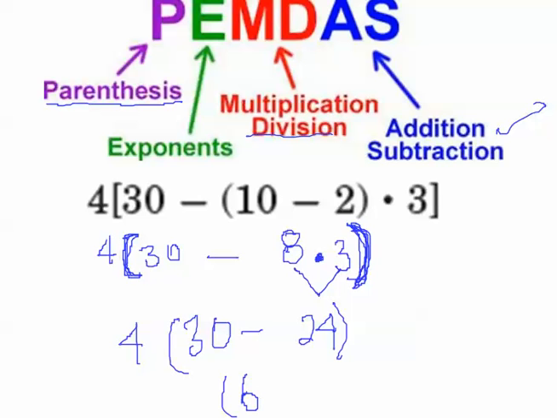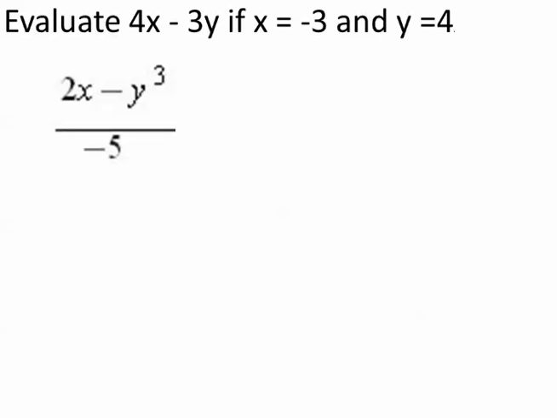And this 4 out here tells me I need to multiply 4 times 6, and there's my final answer of 24. Now, if you didn't follow PEMDAS, you could get a different answer. You all have to follow the same order. Here's one where I need to evaluate. So I'm evaluating 4x minus 3y if x equals negative 3 and y equals 4.